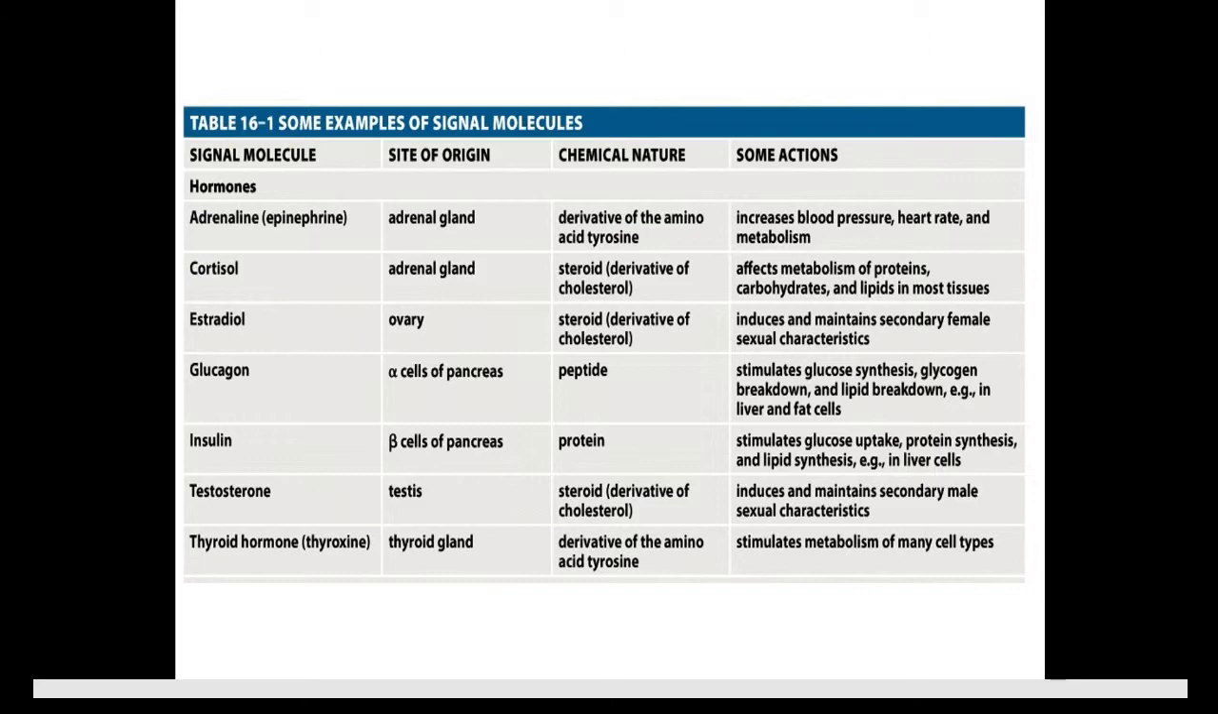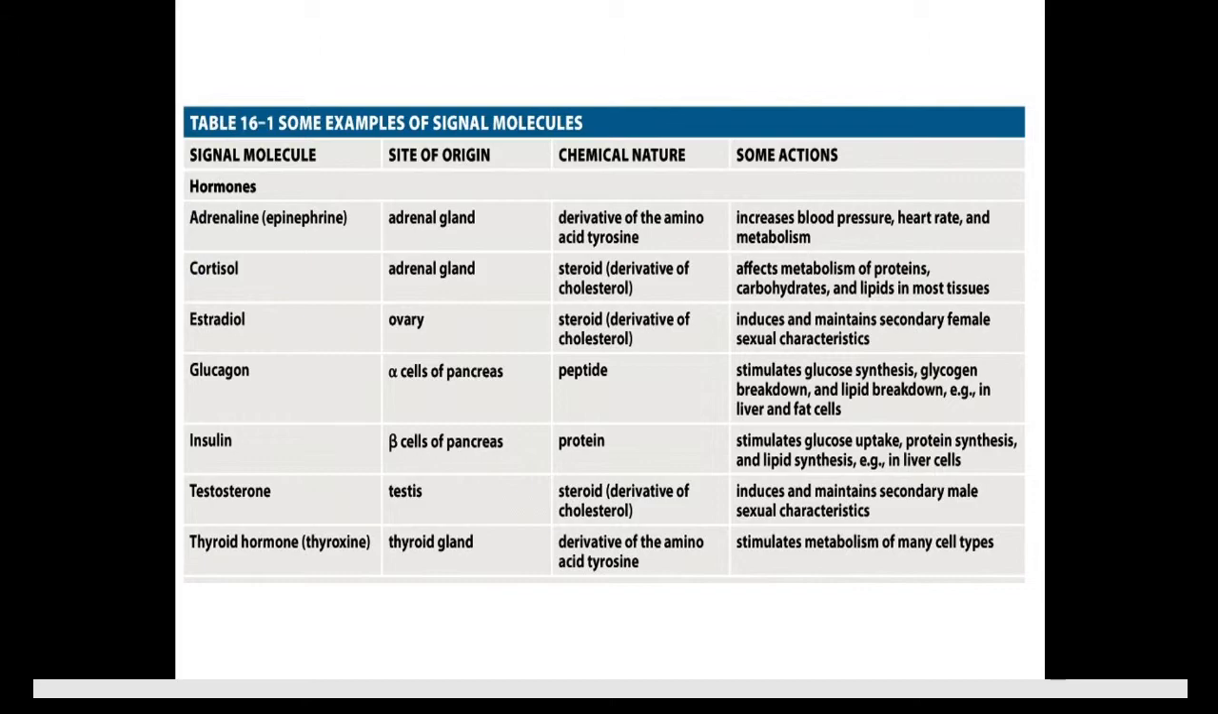Glucagon is produced from the alpha cells of the pancreas. It's a peptide hormone. It stimulates glucose synthesis. Insulin is also from the pancreas; glucagon is from alpha cells, insulin is from beta cells of the pancreas. It's a kind of protein hormone. It stimulates glucose uptake. Testosterone is produced from the testes. It's a steroid hormone. It induces and maintains the secondary male sexual characteristics.